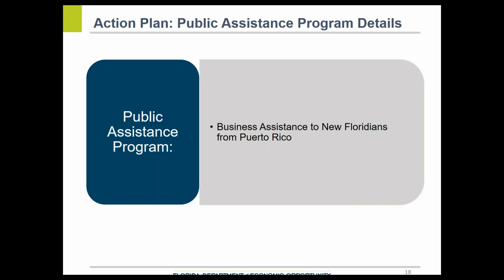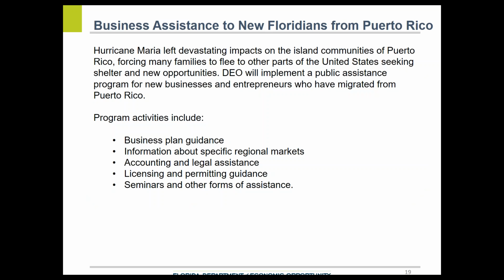So continuing on, our last program is for public assistance. When Hurricane Maria hit, many Puerto Ricans were displaced and forced to relocate here in Florida. This program will help all of these new Floridians by providing assistance for new businesses and entrepreneurs who have migrated. Some activities under this program can include business plan guidance, information about all the regional markets in their area, accounting and legal assistance, and any other assistance that could be educational through seminars.